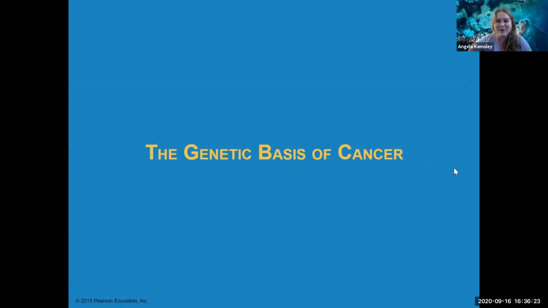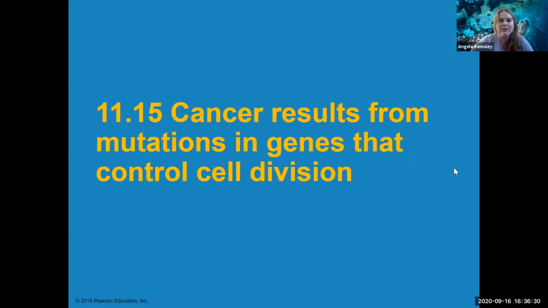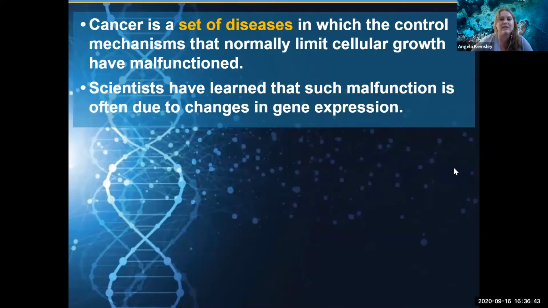All right, so we are on to cancer. So we are going to talk a little bit about cancer right now, and then we should be covering cancer a little more in your lab. So cancer results from mutations in genes that control cell division. Cancer is actually kind of like runaway cell division. And cancer is actually a set of many different diseases. Cancer is not just one disease. You've probably heard of different types of cancer. They're different diseases, which control the mechanisms that normally limit cellular growth.